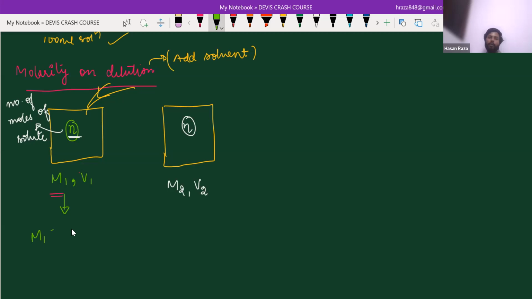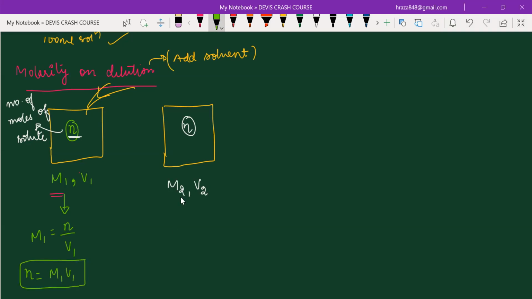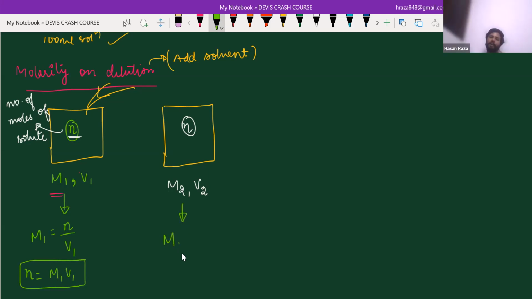M1 will be equal to N upon V1, and from here N will be equal to M1 V1. In the same way, on the second container, I am going to apply the formula N upon V2, and the number of moles of solute N will be equal to M2 V2.